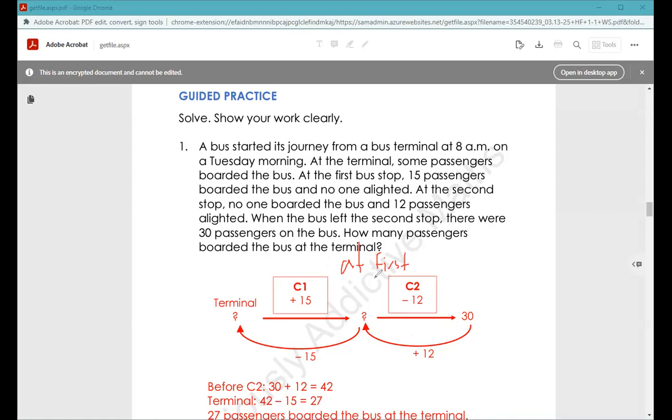You can actually track it from behind. This is drawn this way, but when we say work backwards, we will work from this sentence first. This is the first sentence. How do you draw that? When the bus left the second stop, there were 30 passengers. So 30 passengers at the end. Then you work backwards. Please use this method to teach them.